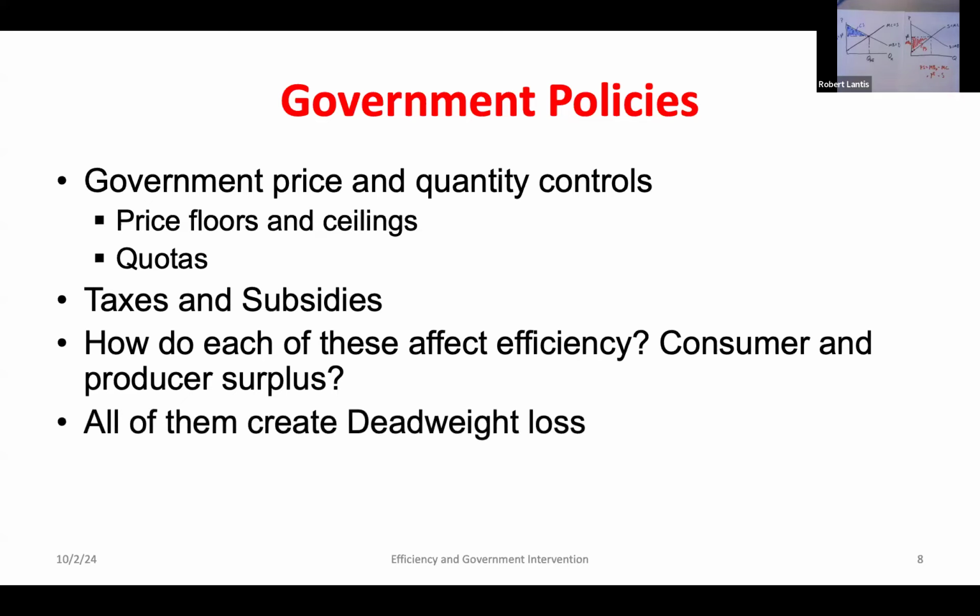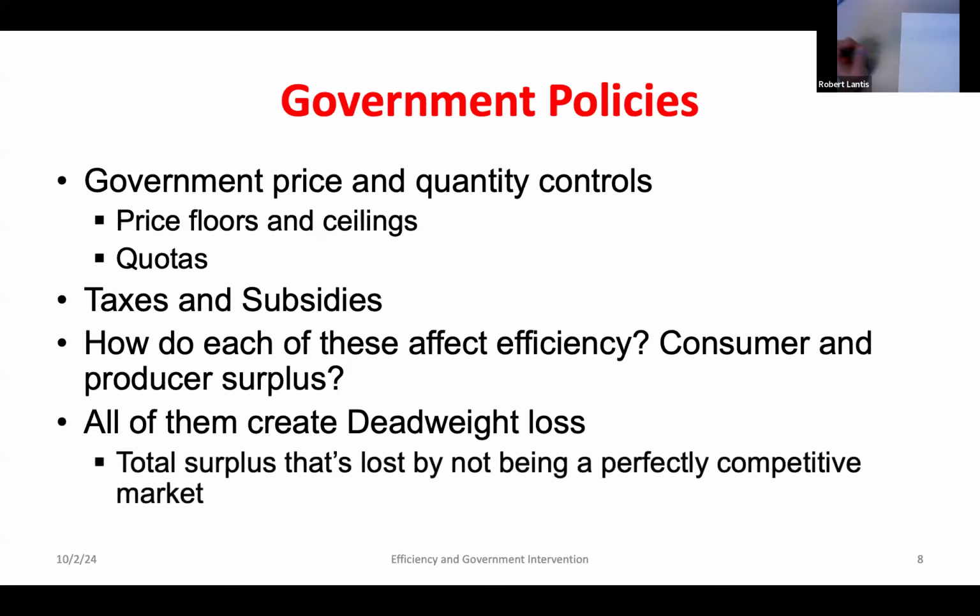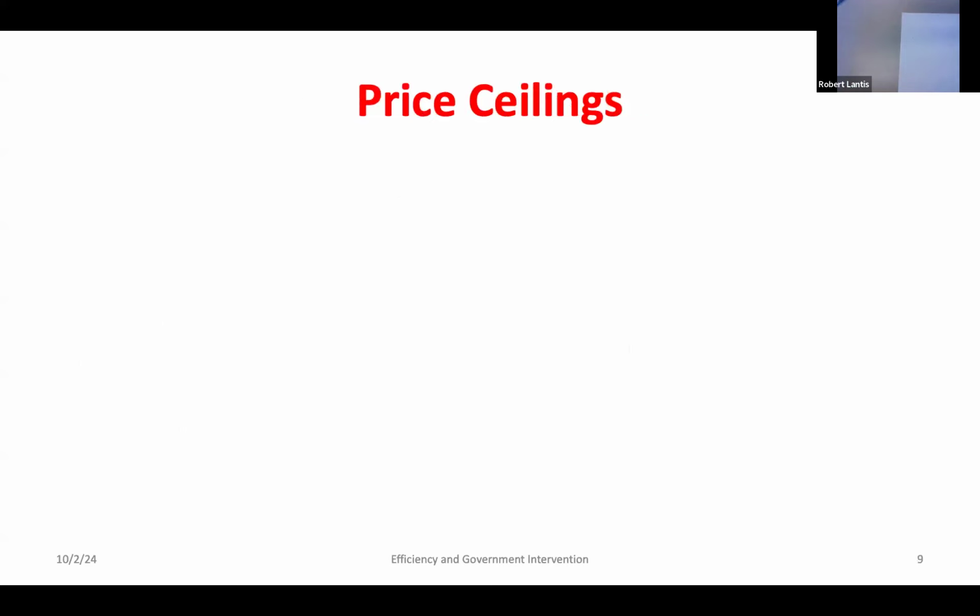Before we get really into them, one thing that comes out of all of this is anytime the government gets involved, at least in these basic models that we'll start out with, they're going to cause what we call deadweight loss. Deadweight loss is the loss of total surplus relative to that allocative efficient point, or when the market is perfectly competitive. Okay. The government getting involved makes the market not perfectly competitive. So the first thing we'll talk about is price ceilings.